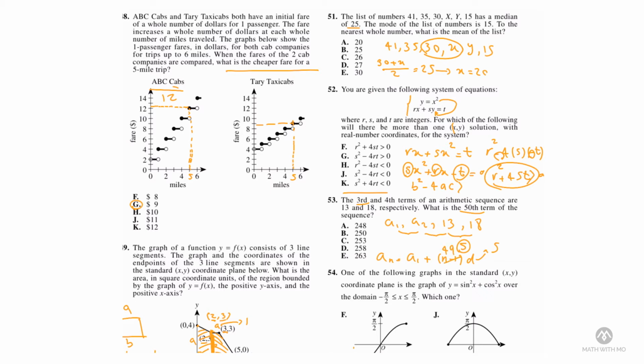a1, we just need to find a1. So if it's 13, then a2, 13 minus 5, is 8. Then 8 minus 5 is going to be a1, which is 3. So a1 is 3. So 49 times 5 is 245, plus 3 is 248. A is the answer.